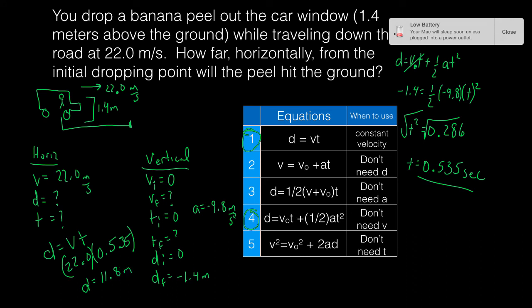11.8 meters. And so if we think about what this means, if you drop the banana peel while you're going 22 meters per second, your car is going to move 11.8 meters before that banana peel hits the ground. And so hopefully that helps.